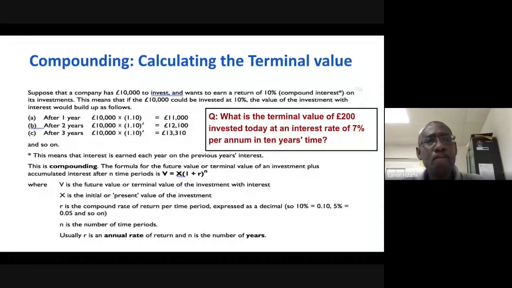So that's the way you do your compound interest. Can you try the terminal value of 200? If you invest 200 now at an interest rate of 7% for 10 years, how much are you going to get?